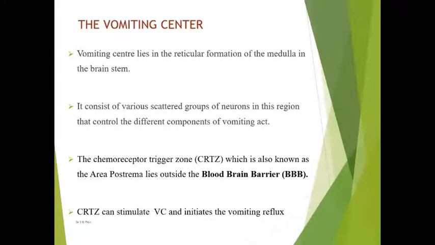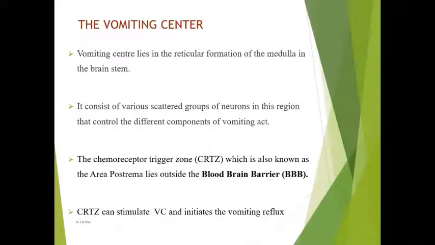So in the medulla of the brainstem, that's where you find the vomiting center, which is part of the reticular formation. It consists of various scattered groups of neurons in this region that control different components of the vomiting act, because there are a lot of muscles that are involved in vomiting as well.